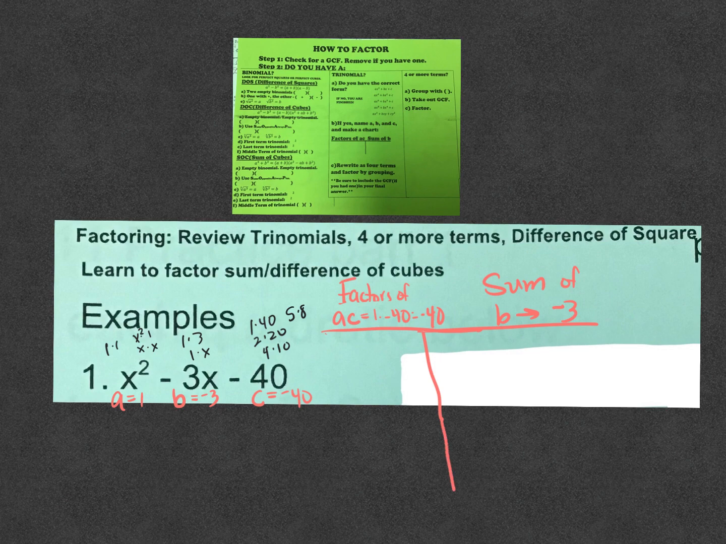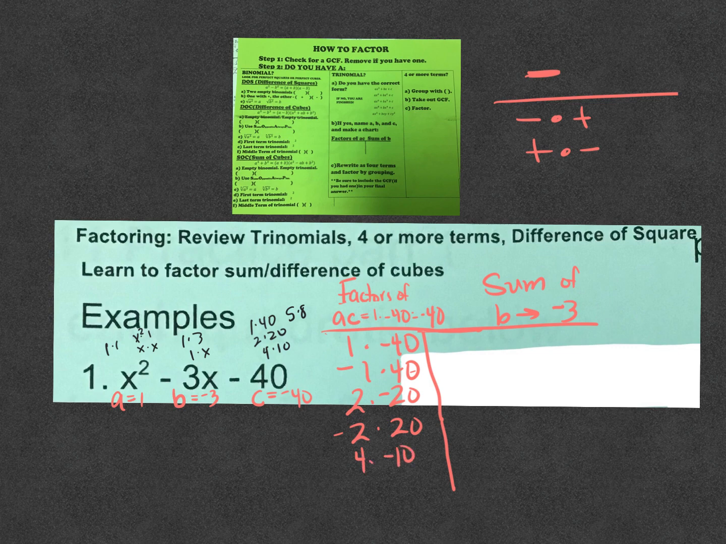Factors of negative 40. First of all, to multiply to get a negative, I would have a negative times a positive or a positive times a negative. Those are the only two ways to multiply to get a negative. So to multiply to get negative 40: positive 1 times negative 40, negative 1 times positive 40, 2 times negative 20, negative 2 times positive 20. This is negative 40, this is negative 40, so just keep checking back to make sure you have negative 40.